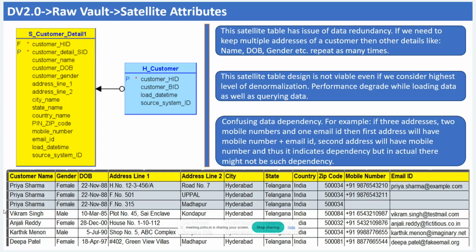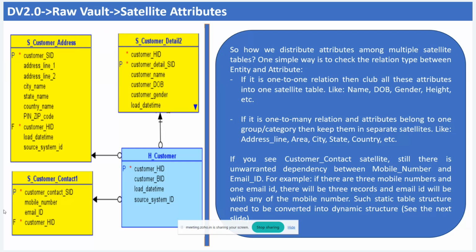So this is the one part. Now in the second part, we see how we distribute these attributes among multiple satellite tables. There is one simple method which I use: I check the entity, like the customer hub is based on the customer entity. So for any entity, or any table which is based on the entity, I check how its relation is with the attributes. If the entity to attribute relation is one to one, then generally I keep those attributes in one single table, which I refer to as a detail.